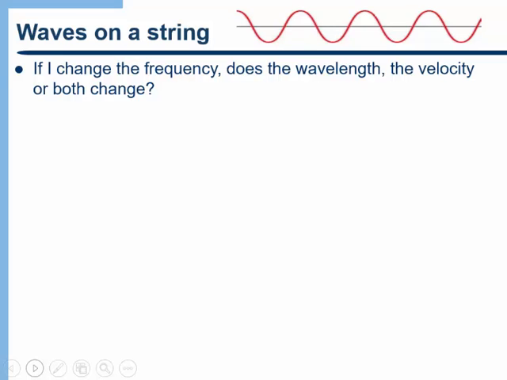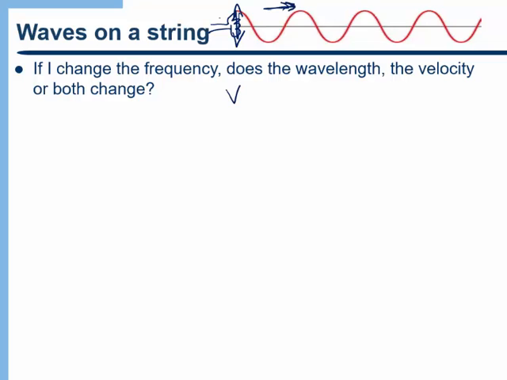So here's a question. If I change the frequency, does the wavelength, the velocity, or both change? Again, pretend I'm creating this wave traveling down a string, just by taking my hand and shaking it back and forth. You'll notice this would be a transverse wave. The wave is traveling this way, and the vibration is going back and forth in this direction. So if I change the frequency that I'm shaking the string with, does the wavelength, the velocity, or both change?